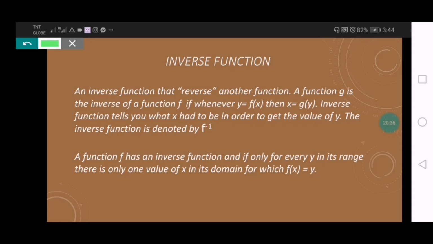The inverse function is denoted by f inverse. A function f has an inverse function if and only if for every y in its range there is only one value of x in its domain for which f of x is equal to y. Yes, that is our function.